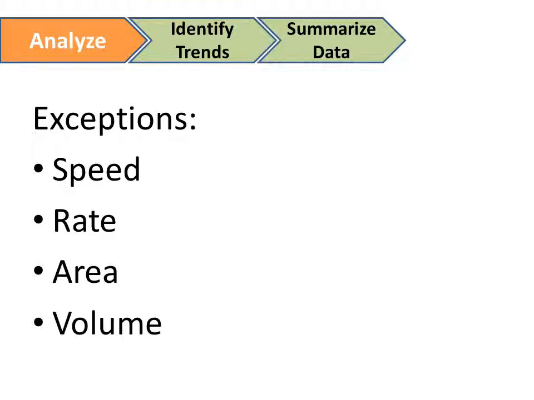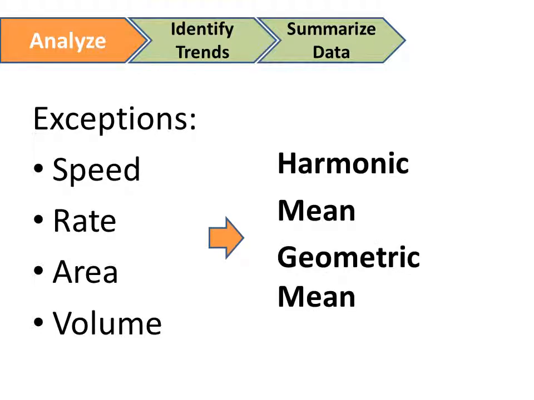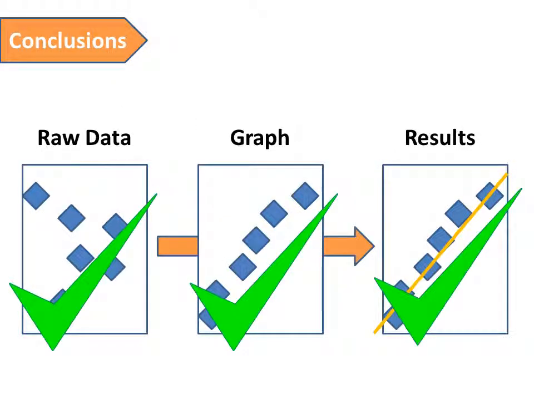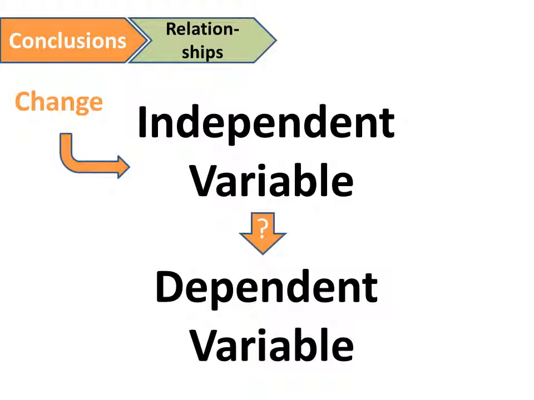For most data sets, average, median, and mode will provide an accurate and informative summary. There are some exceptions though. For example, when you are measuring speed, rate, area, or volume. To accurately summarize these types of data, you'll need to do more sophisticated calculations that are beyond the scope of this module. Now that you have carefully and thoughtfully organized, plotted, summarized, and examined your data, you might start to see relationships emerge between your independent variable and your dependent variable, driven by changes in experimental conditions.